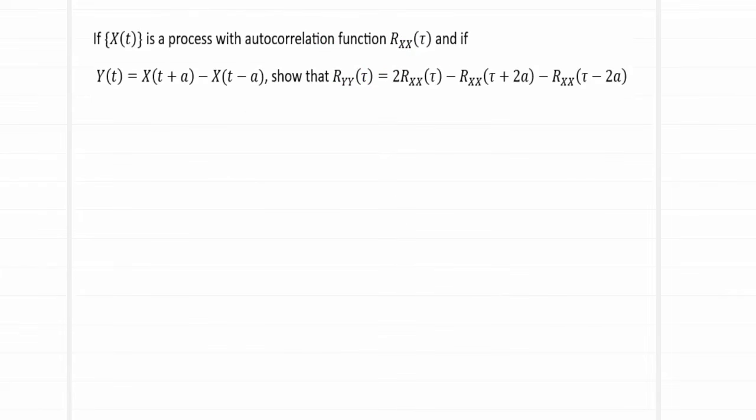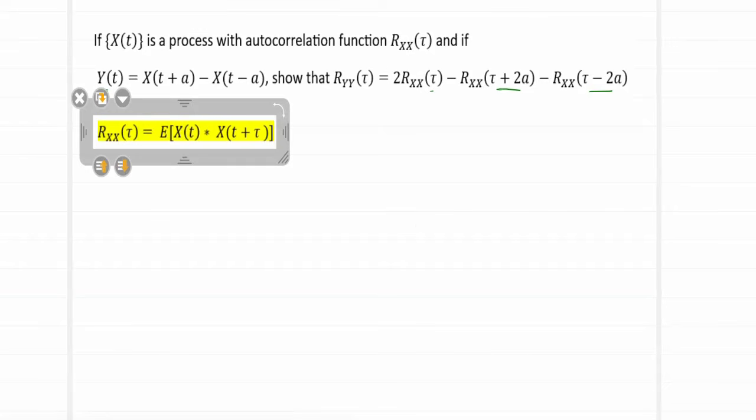So we have x of t to be a process with autocorrelation function Rxx of tau. We have the variable y of t defined as x of t plus a minus x of t minus a. We'll have to show that the autocorrelation of the variable y can be expressed as 2 times autocorrelation of x with time difference tau, minus Rxx of tau plus 2a, minus Rxx of tau minus 2a. So we will begin with the formula for autocorrelation.